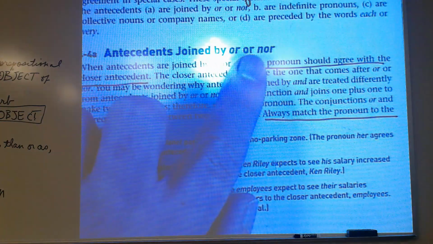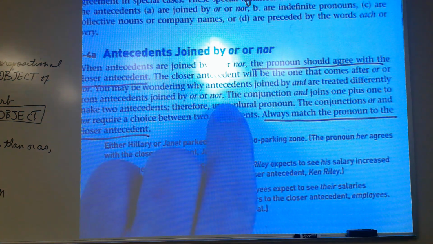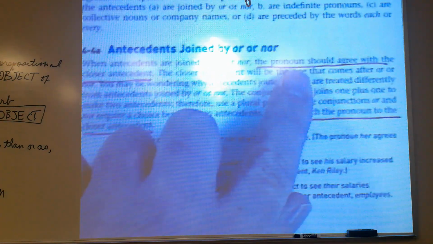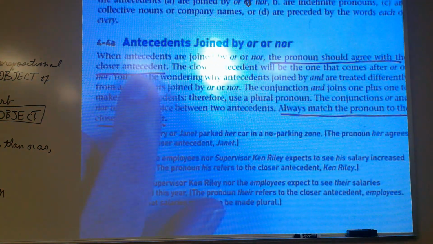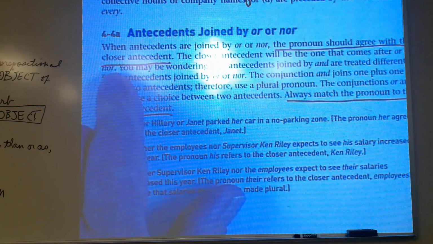Antecedents joined by or, nor. If that be the case, look at the last one. Pay attention to the last one with or and nor. Remember, pronouns should agree with the closer antecedent. The closer antecedent will be the one that comes after or after the word nor.